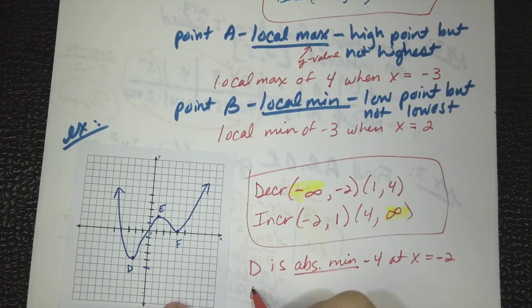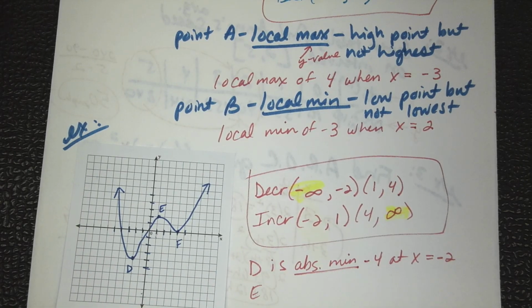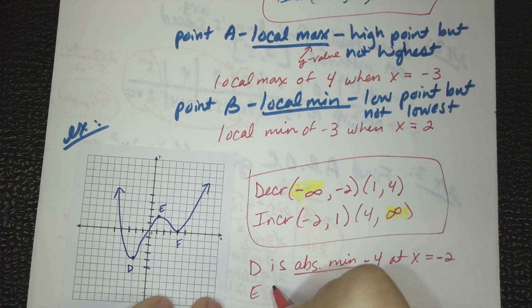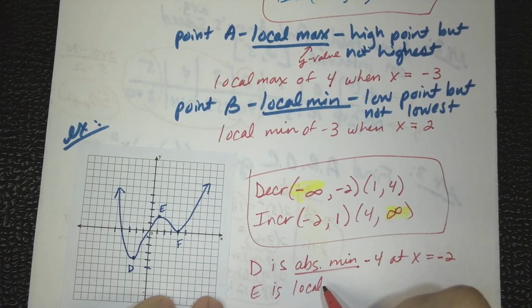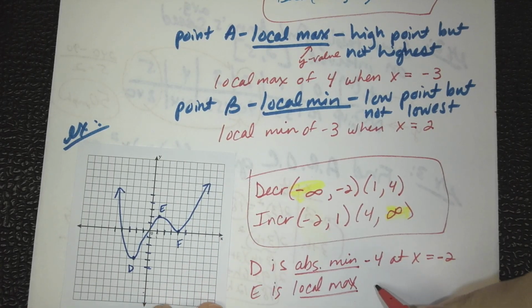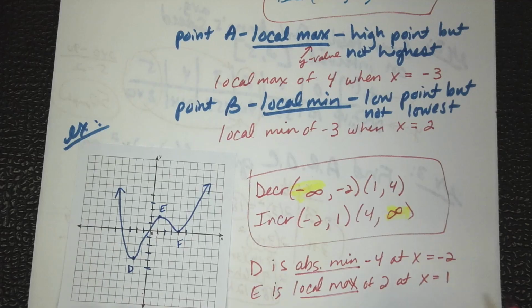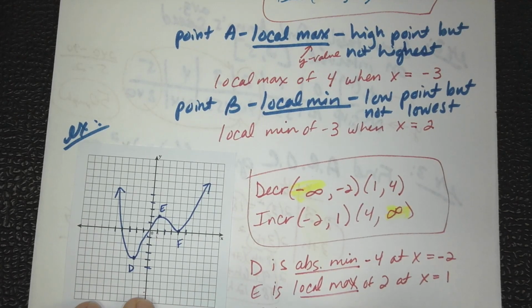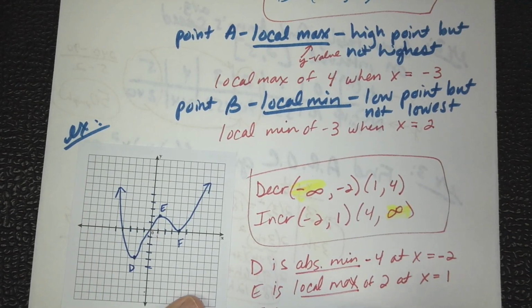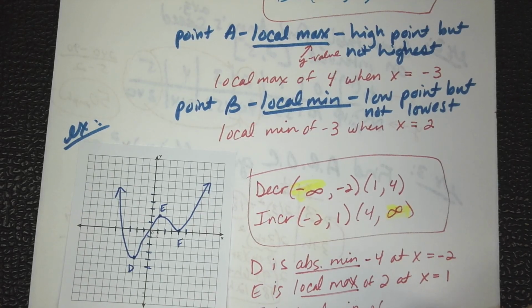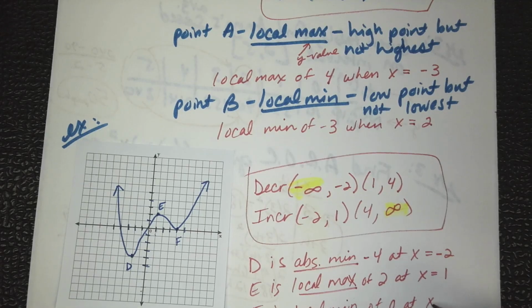All right, what about E? Local max. It's a high point, but it's not the highest because this guy goes on forever. And what is that local max value? That y value is 2, and at what x point? 1. Brilliant. What about F? Local min. Of what? 0. At what x value?